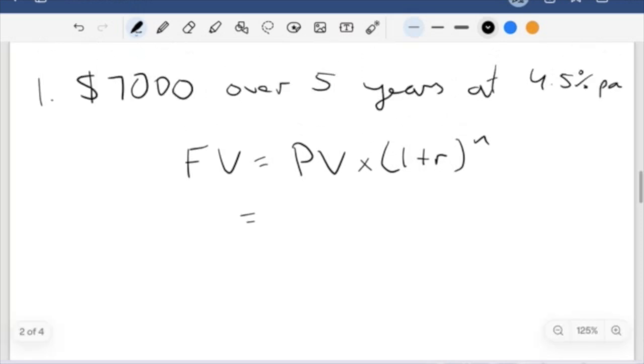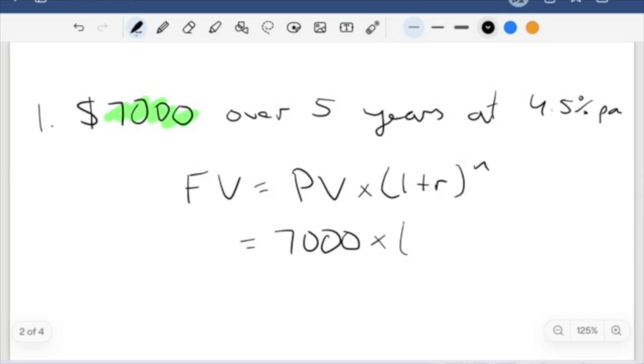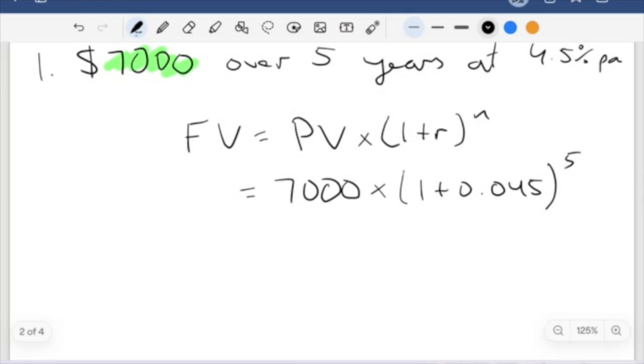Our present value is the amount we presently have, how much we have at the moment. And that's $7,000. So I'm going to write that in here, 7,000 times. I have my rate, which is 4.5% per annum. I'm going to convert that to a decimal just because it's easier in the calculator. So I'm going to get 0.045. And I'm going to put in my number of compounding periods. That's to the power of 5. So right now, we're really just practicing substituting in the relevant bits. And once we put that into our calculator and round, we're going to get 8,723.27.